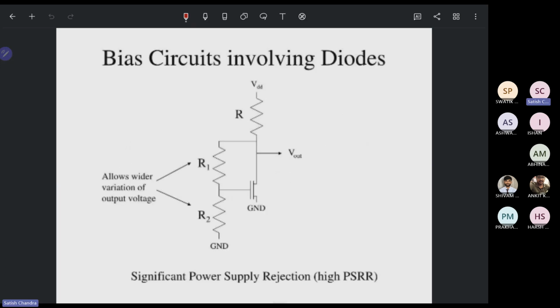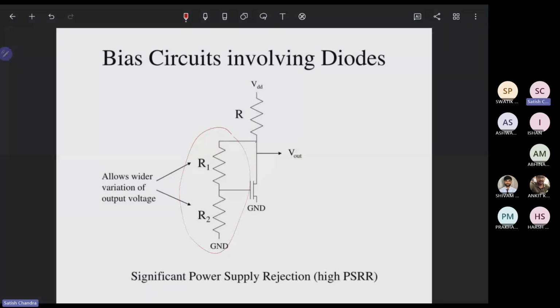Now, bias circuit involving diode. This configuration is going to allow a wider variation of output voltage, which is also going to increase your power supply rejection significantly. So this is the different type of circuits we are basically going to see.